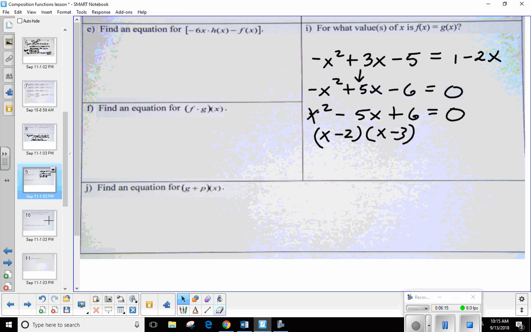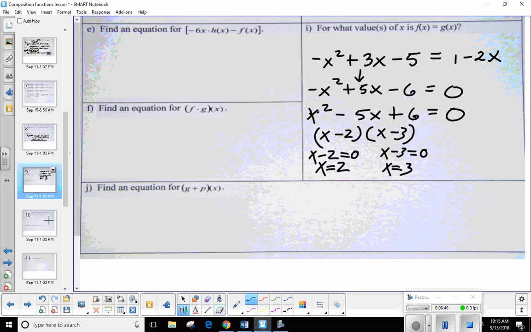We're on the right track. But remember, we're trying to solve for x, right? So this is the zero product property. So we set them each equal to 0. So one of my values is 2. That will make the equation true. Or x equals 3. Perfect. There we go. Should be getting 2 and 3.